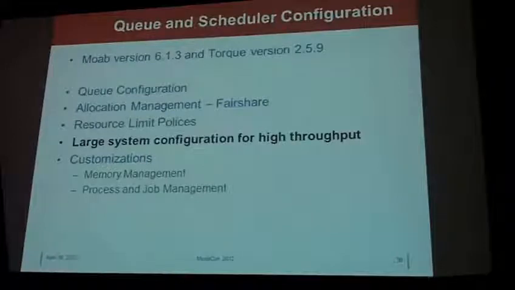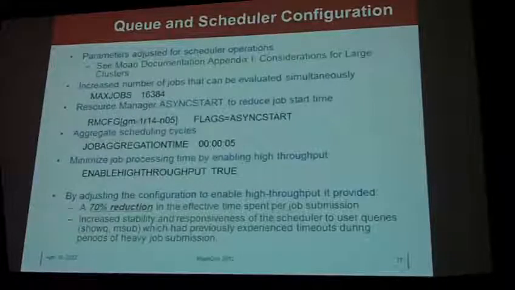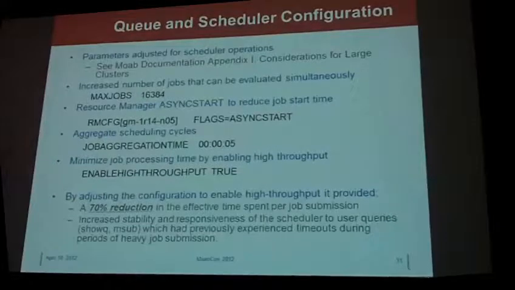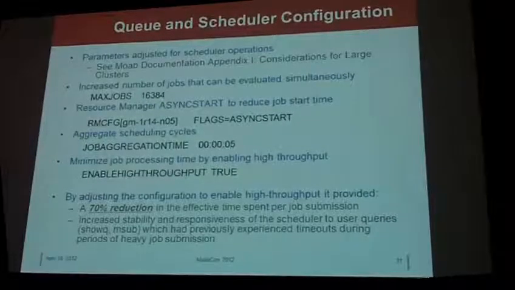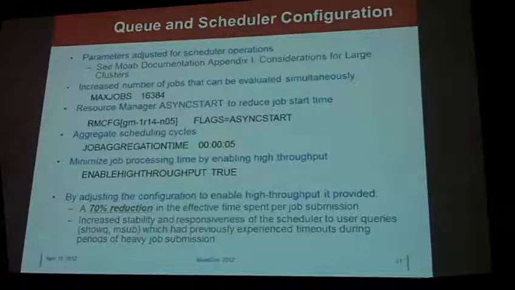In terms of large system configuration for high throughput, I won't go through in detail, but I'll just mention that we have implemented some of the changes that were discussed already in the previous talk. At our site, for example, we've increased the maximum number of jobs, since we have a feature requested by our genomics users. They want to be able to submit up to 16,000 jobs at a time. Okay, fine, so we increased the parameter there.